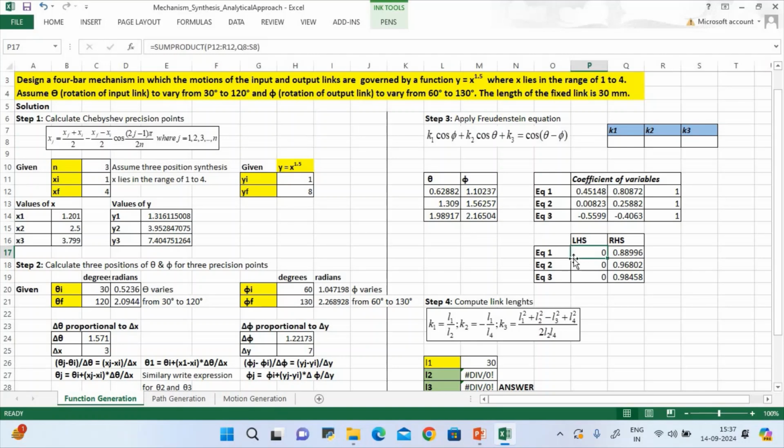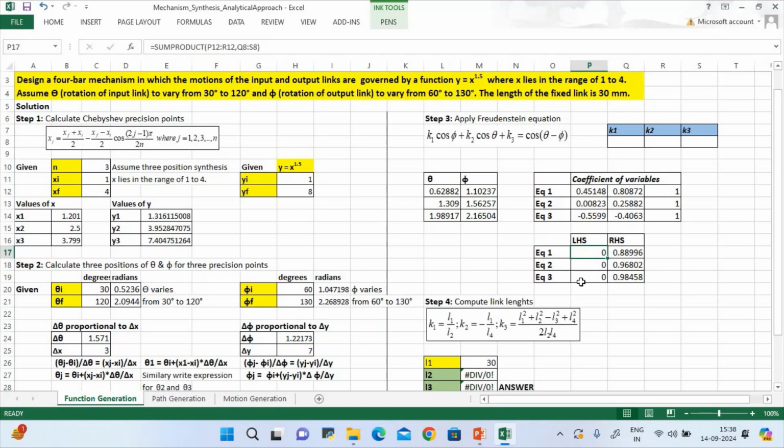So to take the sum product, first we simply write down SUMPRODUCT, then create a bracket. Then you simply select the coefficients. That means here you can see that the coefficients we have selected in this equation are P12 to R12. So you can see that these are the coefficients P12 till R12. Similarly, comma, you have to write down Q8 to S8. That means the variables themselves. So this is the variable Q8. You can see this cell is Q8, then you have R8, then you have S8. So it will simply multiply the individual cells and then it will sum up the multiplications.